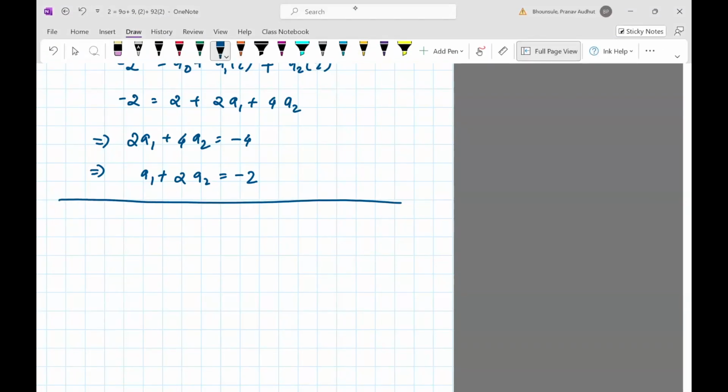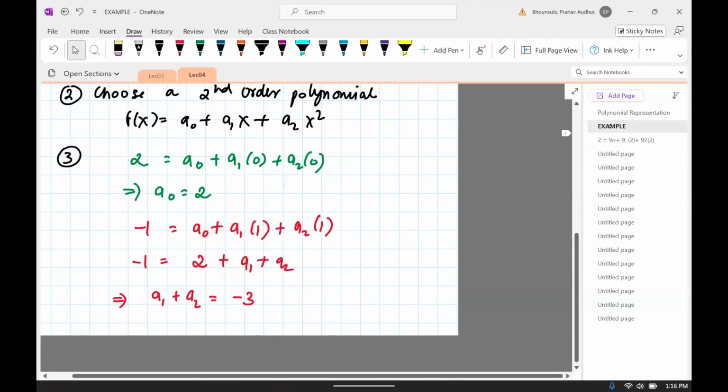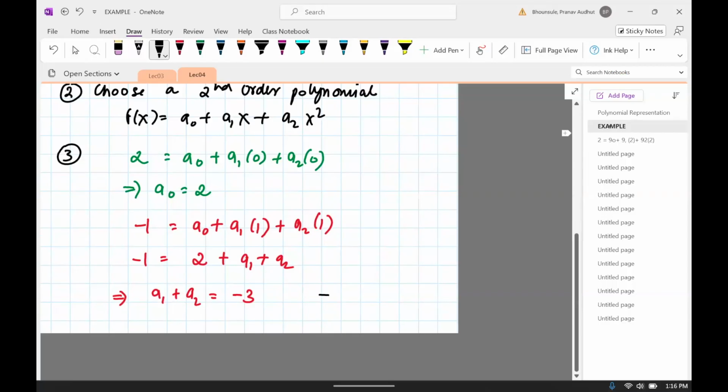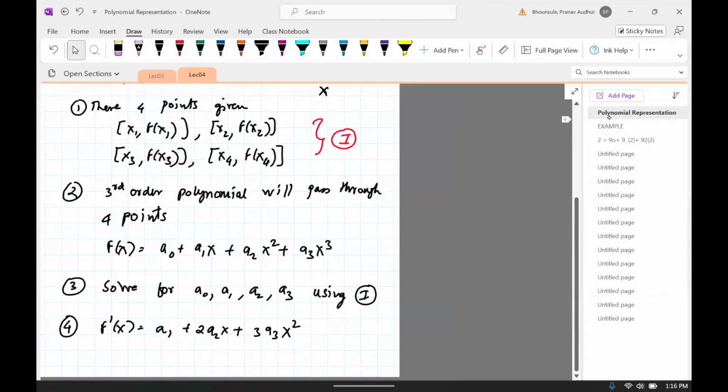Okay, so we have 2 equations and 2 unknowns. So I'm going to write those equations down. So this is one equation. Let's call that number 2.